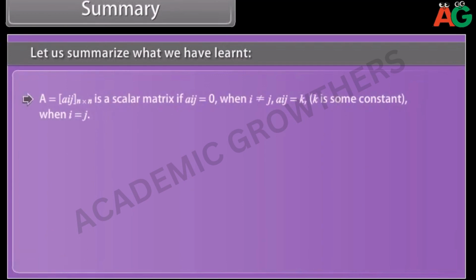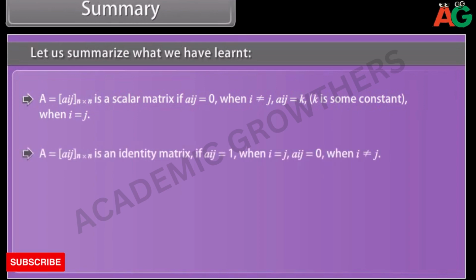A is equal to A ij n by n is a scalar matrix if A ij is equal to 0 when i is not equal to j, A ij is equal to k, where k is some constant, when i is equal to j. A is equal to A ij n by n is an identity matrix if A ij is equal to 1 when i is equal to j, A ij is equal to 0 when i is not equal to j. A zero matrix has all its elements as 0.